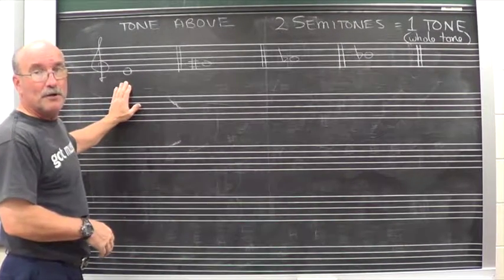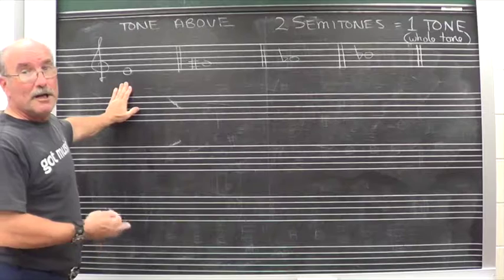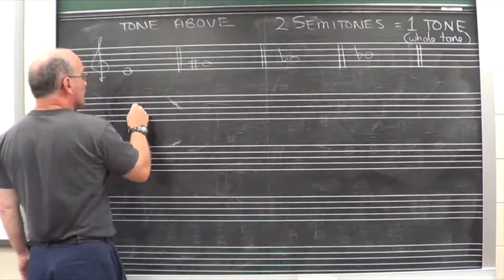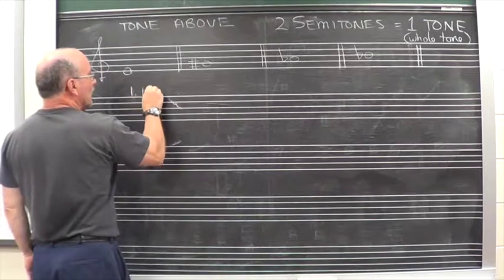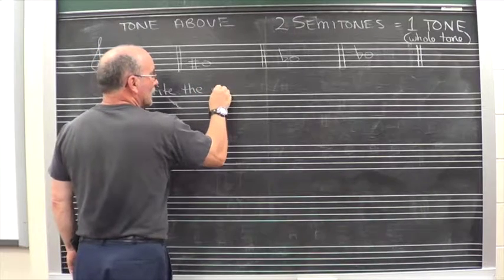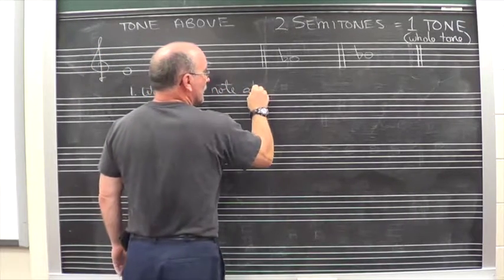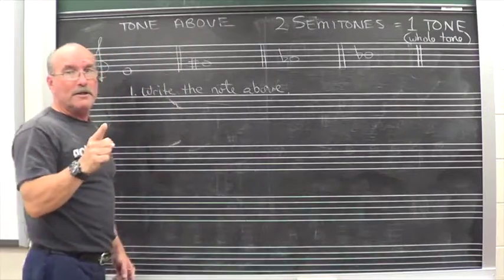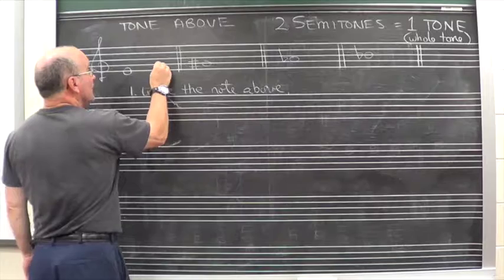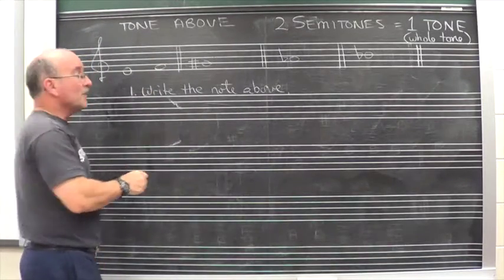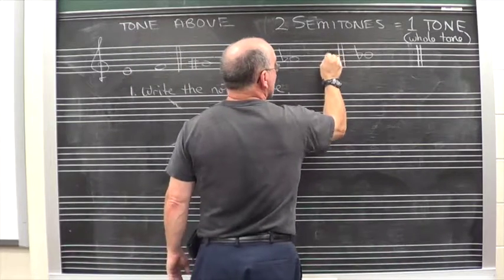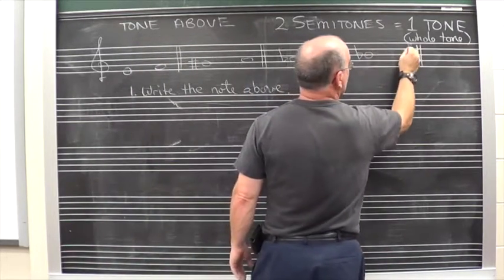Now, with that in mind, in the assignment it says, write a tone, whole tone, above the following notes. And the first one, I already did it for you in the assignment. But here's the secret. Your first step to doing this correctly is write the note above. One note only. Don't go jumping to the next line, that's two notes. When you go from a line, the next note up is going to be in a space. If it's on a line, it'll be in the next space. If it's in a space, it'll be the next line.